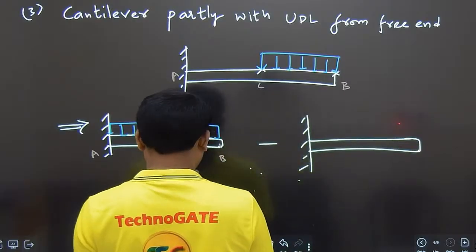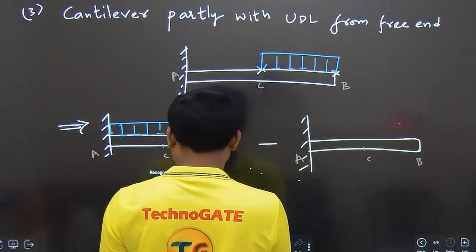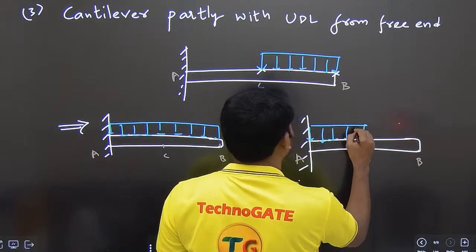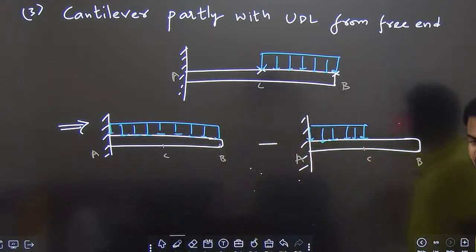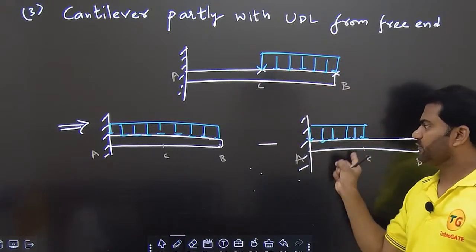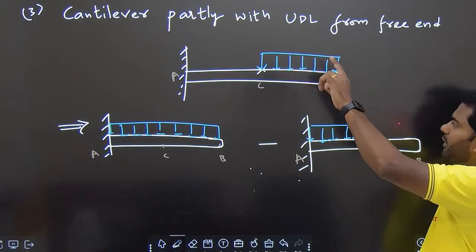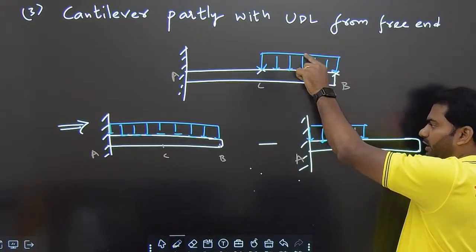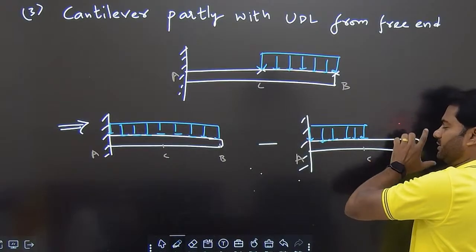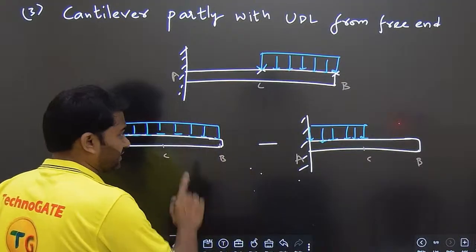Okay, we have this point A. I'll show you, please wait. C and this is B, and we have this case. See here, see the pictures. To get this case, we need to subtract this from this. If you want to get the value of deflection at B, you get the value of deflection at B in this case, you get the value of deflection at B in this case and subtract it. Same thing goes for slope as well.